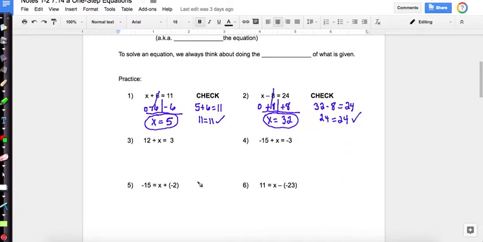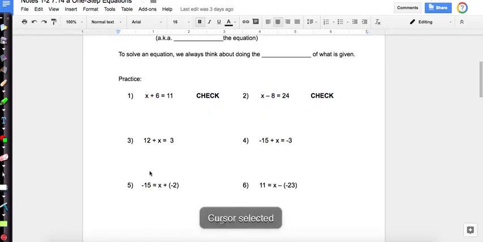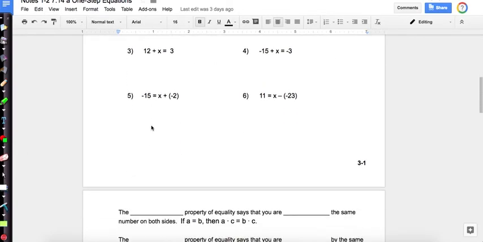Okay, now, the next 4, even though we're not going to show the check, we still need to check them in our calculator. And even if I tell you on a homework or classwork, if the directions don't tell you to show your check, you would still check it the way I'm going to tell you. So 12 plus x equals 3. So draw your T.